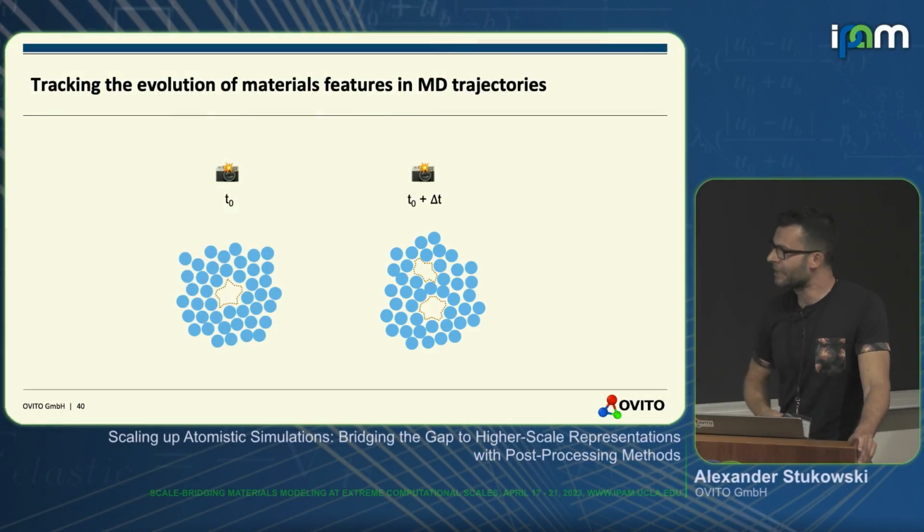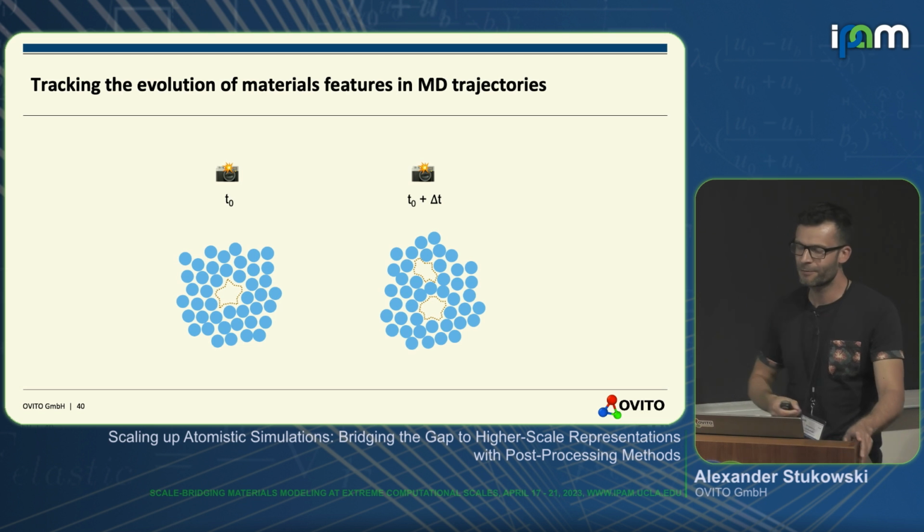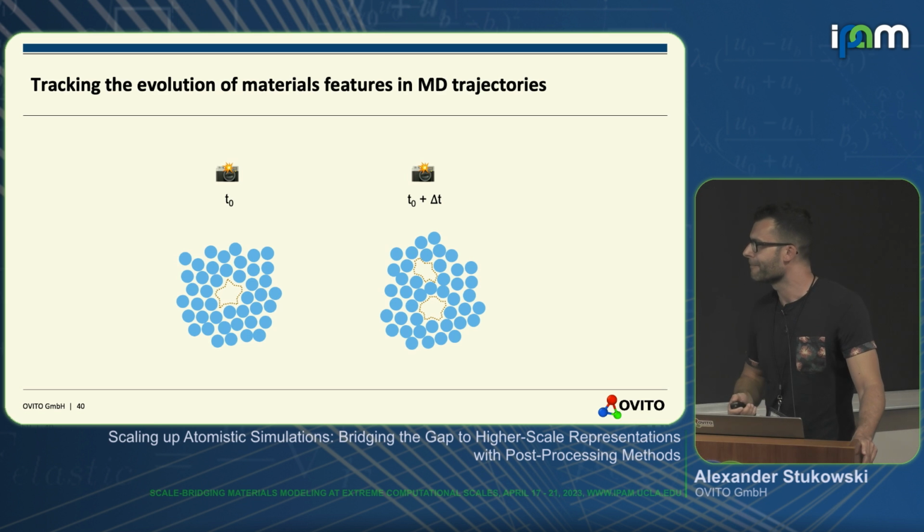Now, going to a later time in our simulation trajectory, the picture might look like this. Now we have two voids, and the question is, of course, what happened in between? I mean, did this void split, or did a new second void nucleate? It's impossible to answer that question just based on these snapshots.